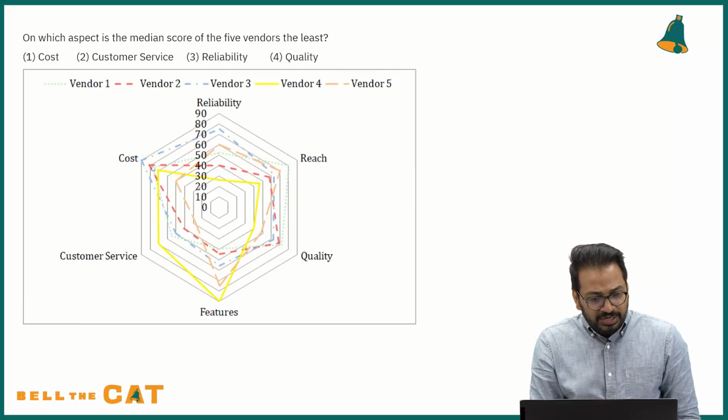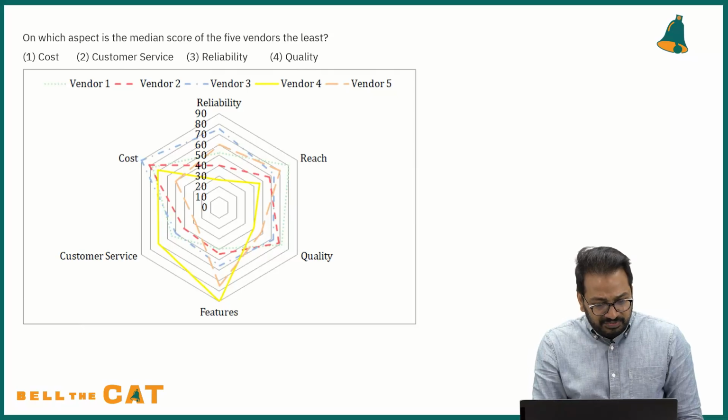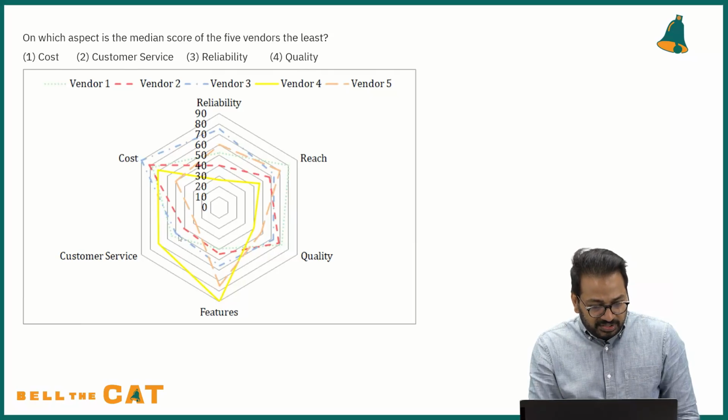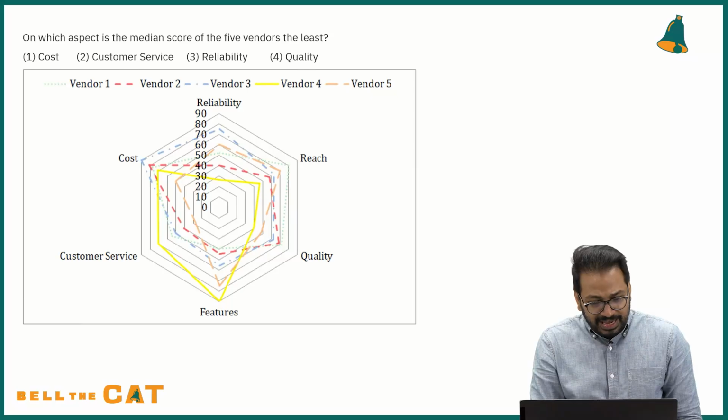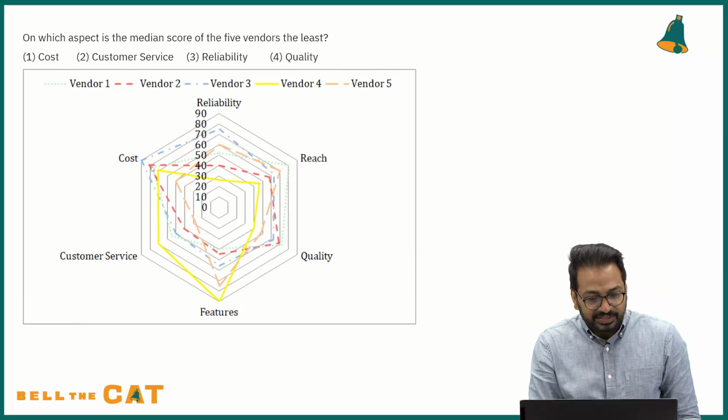Next is customer service. Between cost and customer service, I know that cost is somewhere here, close to 90. The third value on customer service: the first value is this, which is yellow, the second value is dotted, and the third value is here. That is definitely less than 90, so customer service I'm going to eliminate. The next is reliability. In reliability, the third value is again the green dotted line, but it's just at 50. So that also I eliminate. Cost is still the highest median score.